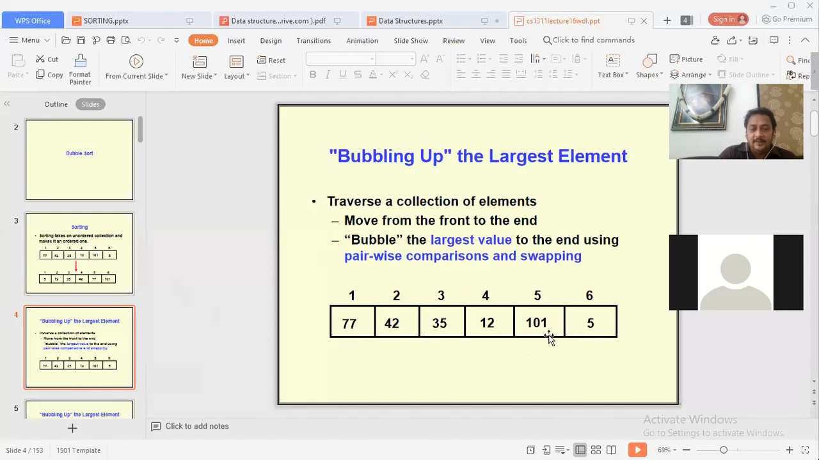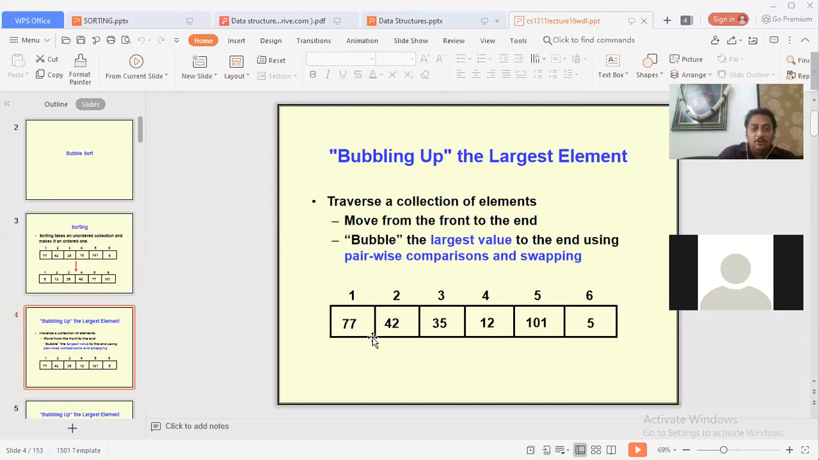Yes, sir. Now what we are supposed to do is move from the front to the end. This is the front. Bubble the largest value to the end using pairwise comparisons and swapping. So now these two are compared in the first pass: the element at array position 1 and the element at array position 2. We take these two elements and compare which is bigger.